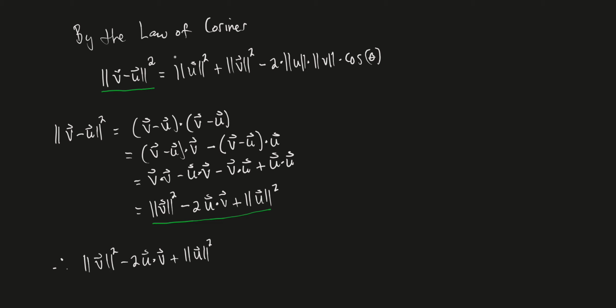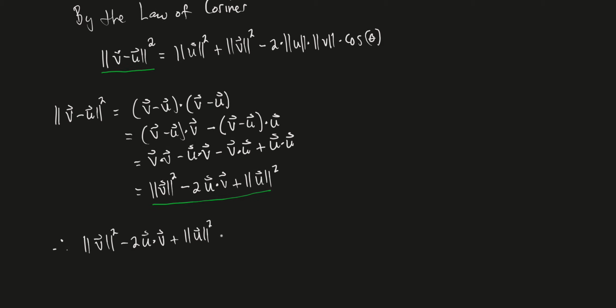So then this is equal to the magnitude of u squared plus the magnitude of v squared minus 2 times the magnitude of u times the magnitude of v times the cosine of the angle.